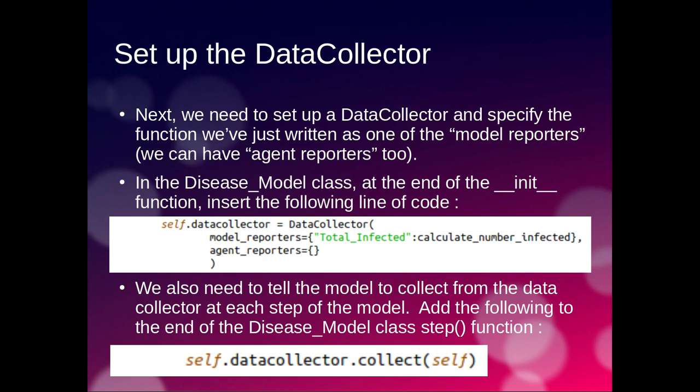So we can add this line of code, self.datacollector.collect, and then the input is itself, the model. That will then tell it to run that data collector at each step, and therefore the calculate number of infected function, to parameterize the total infected at each time step. So add those lines of code to the relevant places. So the setting up the data collector at the end of the disease model class constructor, and the self.datacollector.collect self at the end of the disease model class's step function. And pause the video while you do that.